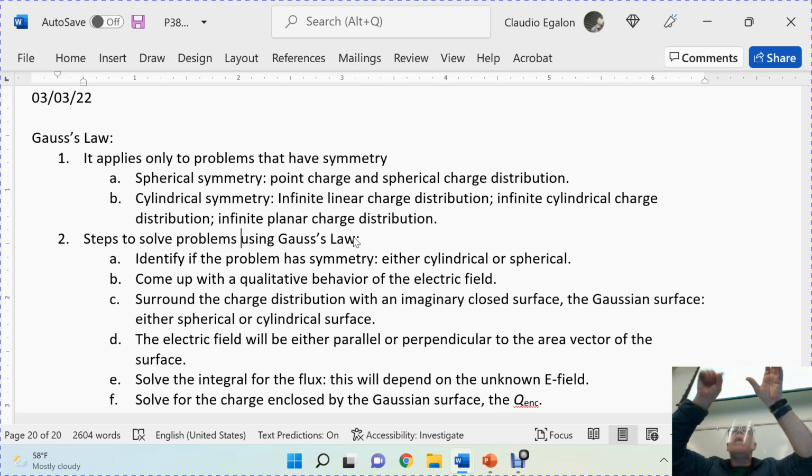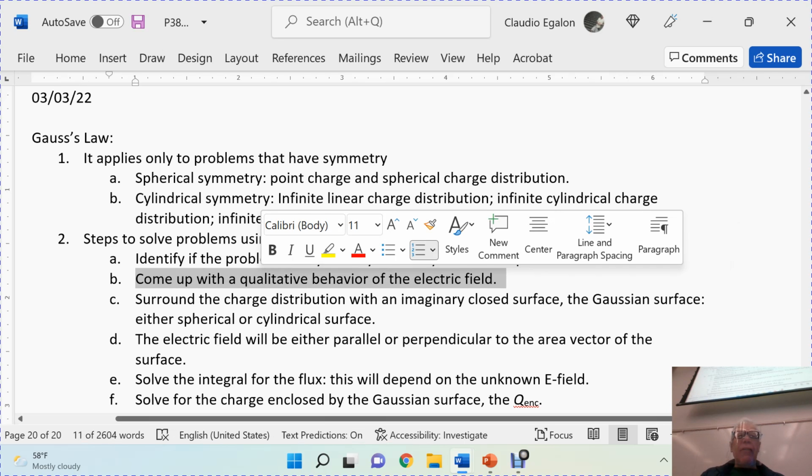spherical symmetry. If you have, again, a spherical charge distribution with increasing charge from the center to the surface of the sphere, that also will have spherical symmetry. However, if the sphere has more charge on one side of the sphere and less charge on the other side, this problem will not have spherical symmetry. To solve this type of problem, you have to apply something else other than Gauss's law.